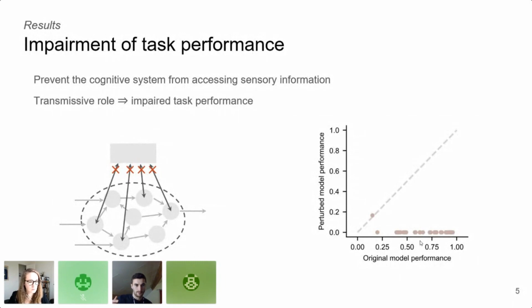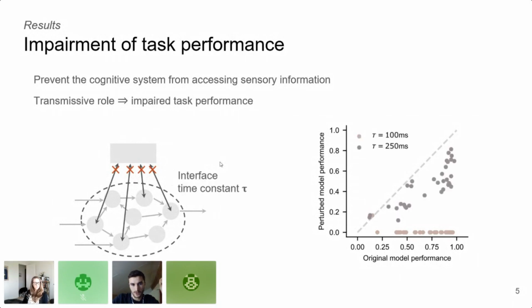So the cognitive system is responsible for computing the response of the task and then transmitting it back to the output module so that it can output the correct response. And when it doesn't have access anymore to the sensory information, the whole model cannot solve the tasks anymore. Okay, and so how can we have models where the prefrontal cortex has a more modulatory role?